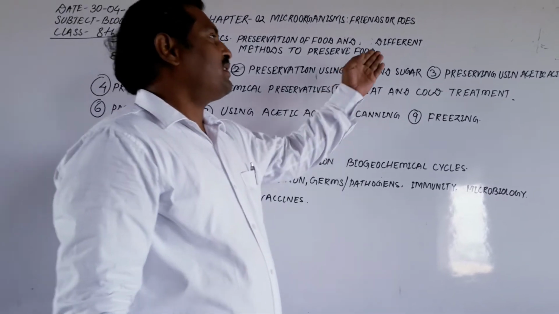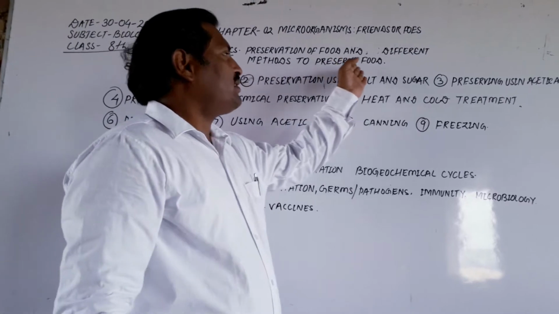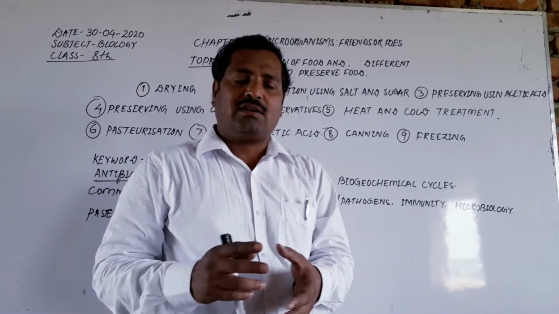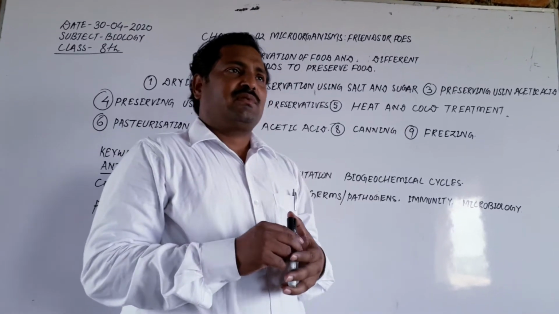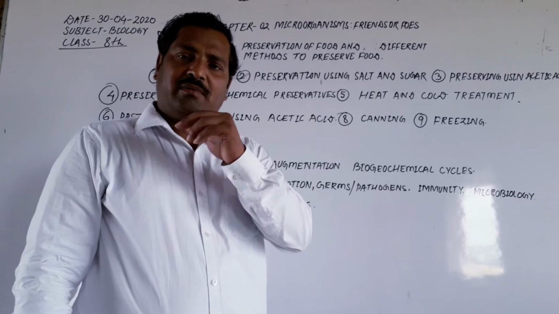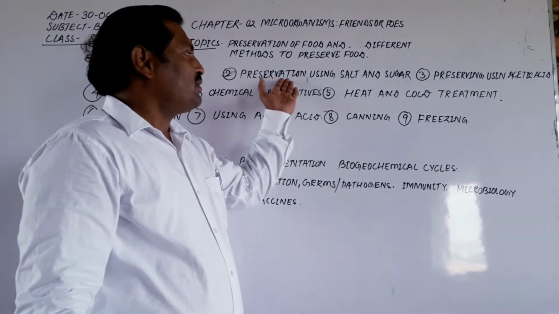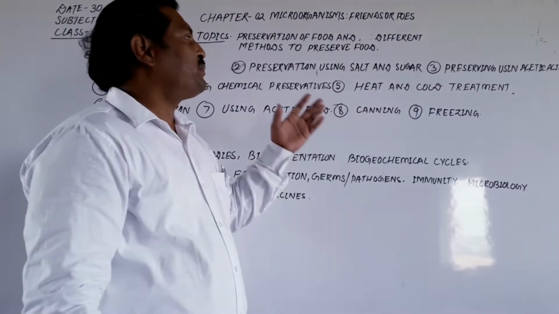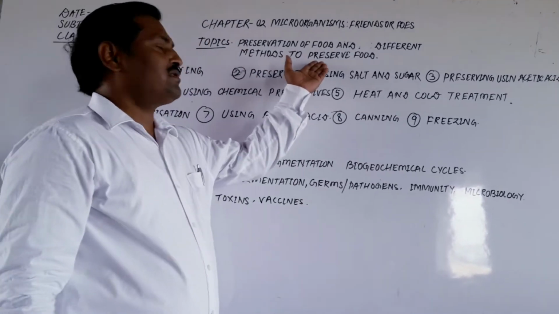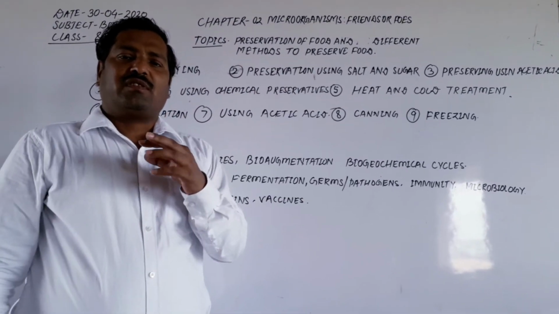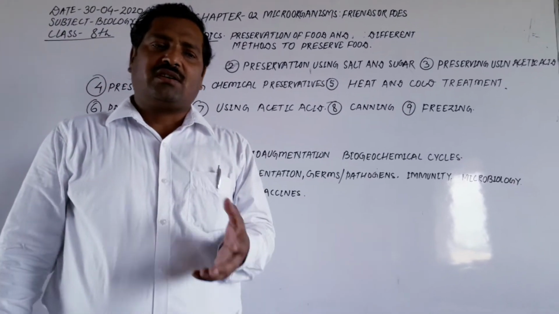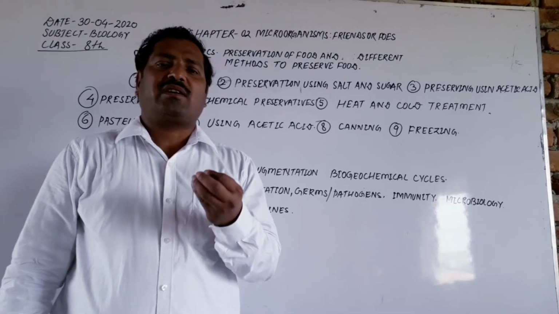Next, the topic is the different methods of preserving food. There is not only one limited method to preserve foods. There are different methods that people in our country have been using since time immemorial. So dear students, what are the different methods to preserve food? First and foremost is drying. It is a very old method to preserve foods from microorganisms.